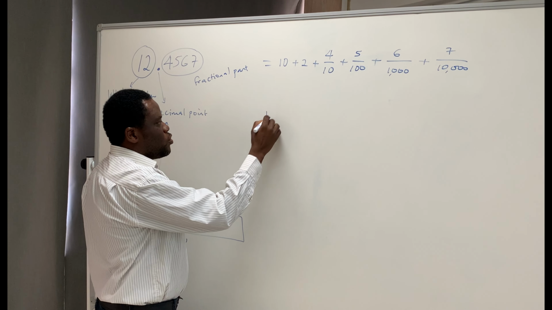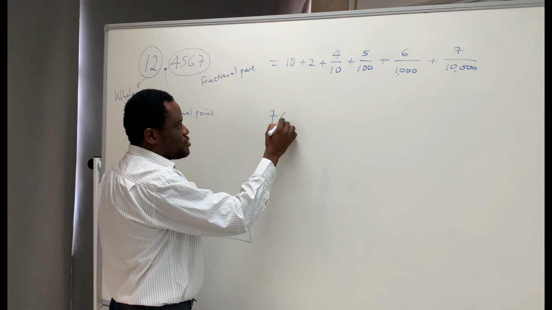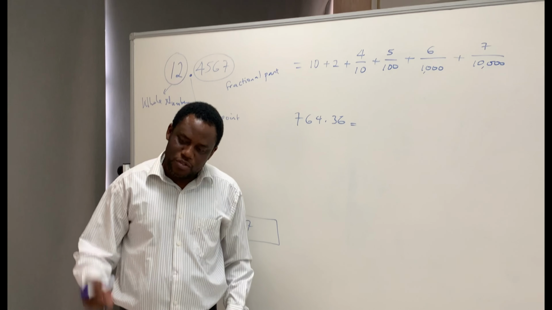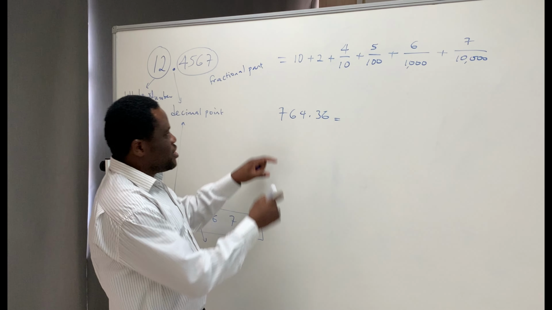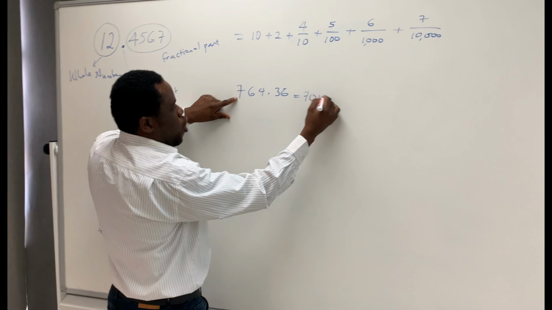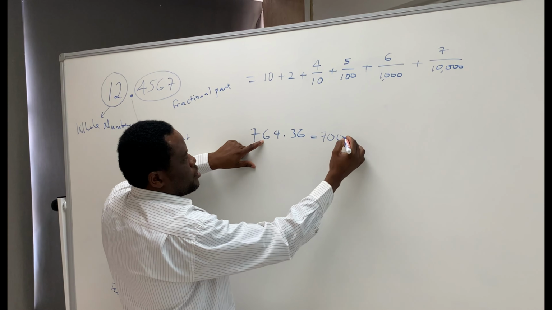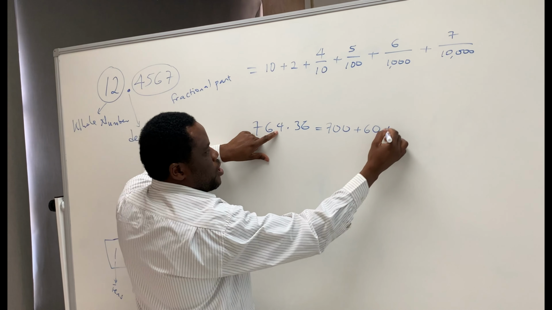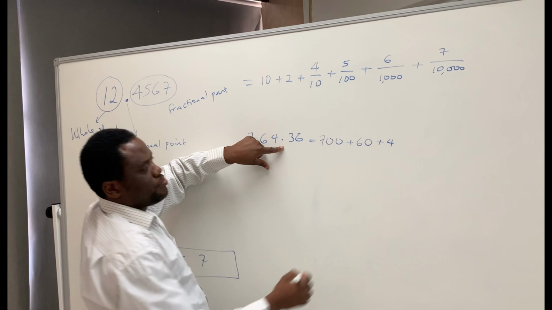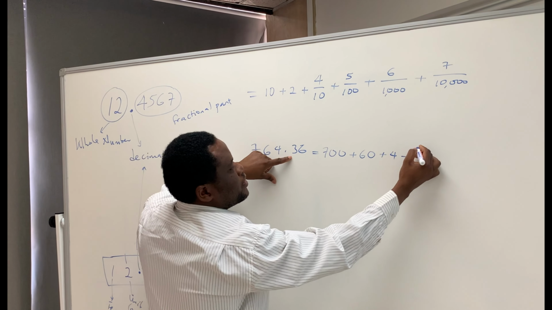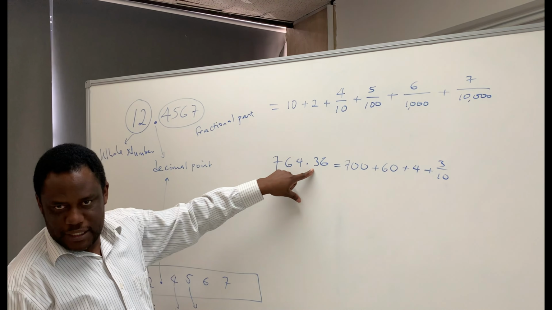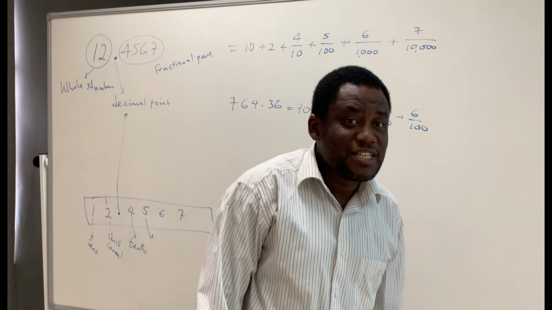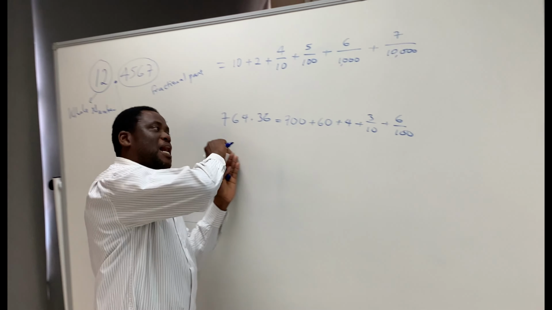For example, 764.36. Can you try it? Okay, try it. 2 seconds. 1, 2. Finish. Okay, let's look at the answer. This is what? Hundreds plus this is what? Tens plus units plus the tenths, and lastly 6 hundredths. It's easy.